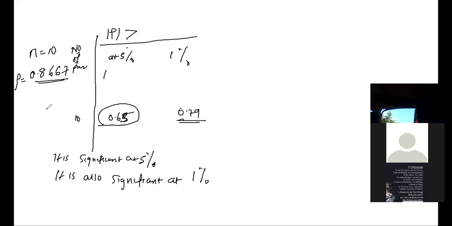Otherwise, if, for example, the answer we had got was 0.5444, then this 0.544 is less than 0.65. So there it wouldn't be significant at 5%. Likewise, 0.544 is less than 0.79. Even there it wouldn't be significant at 1%. I don't know whether I've tried to make some sense there.